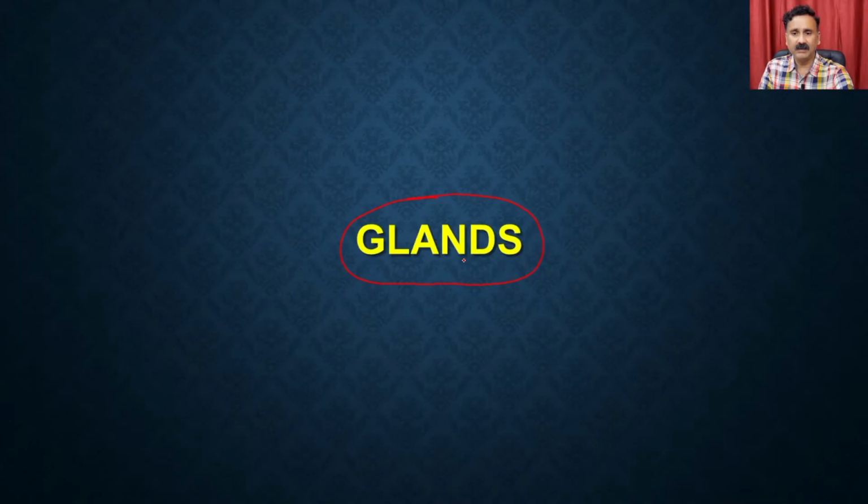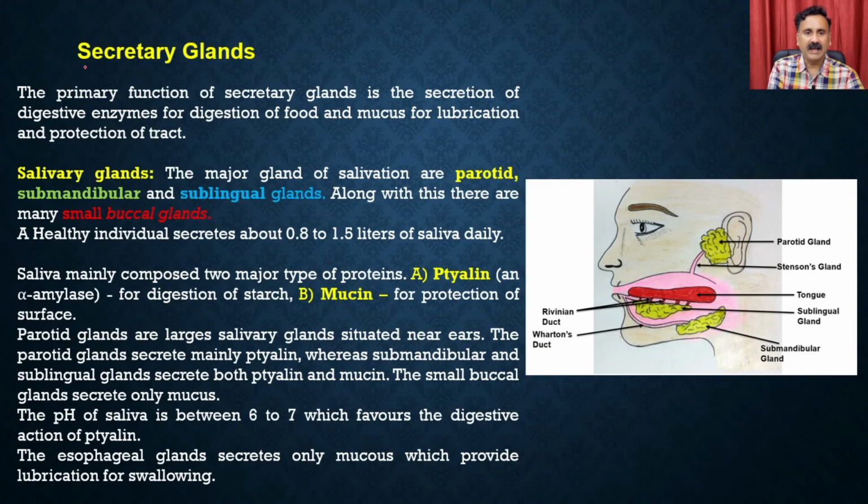So, these glands are required because they secrete different types of secretions, and these secretions contain different types of chemicals or enzymes, and these chemicals and enzymes are required for the proper digestion of the food material. So, let us start with the secretory glands. We are going to start from the buccal cavity. Secretory glands secrete chemicals and they also secrete enzymes, okay.